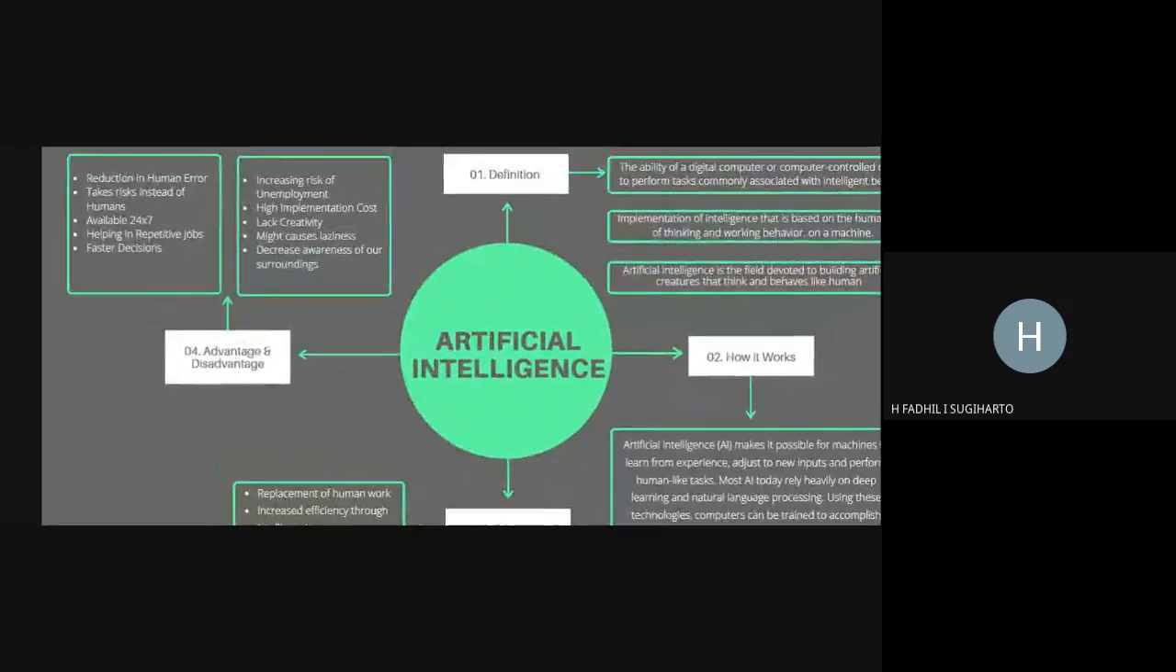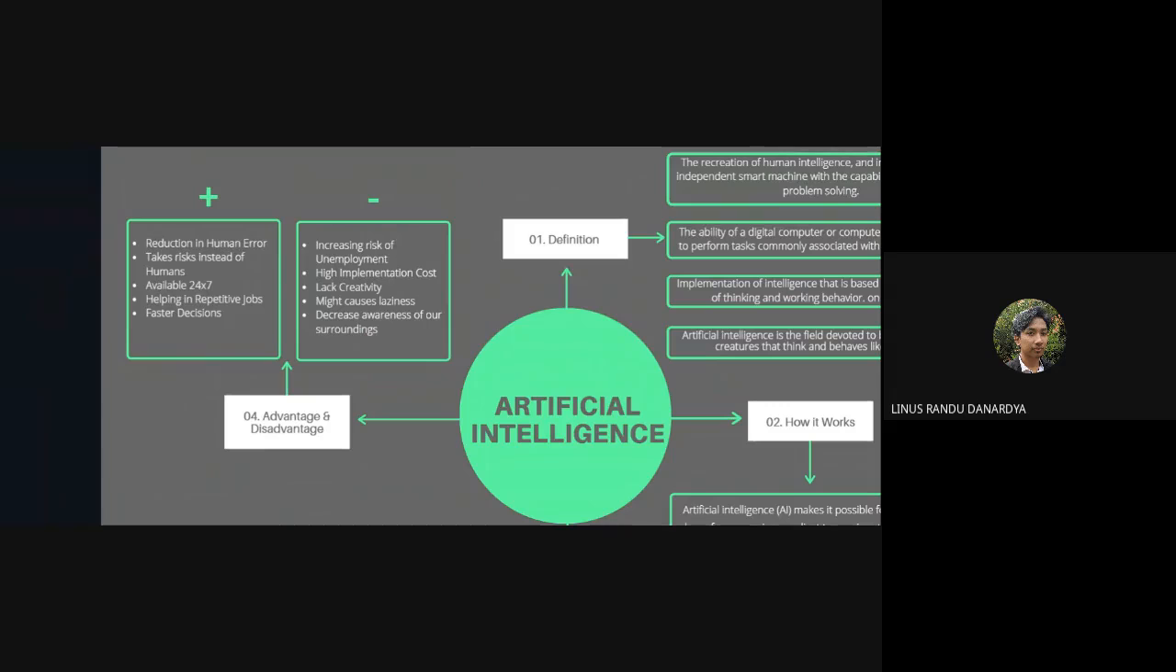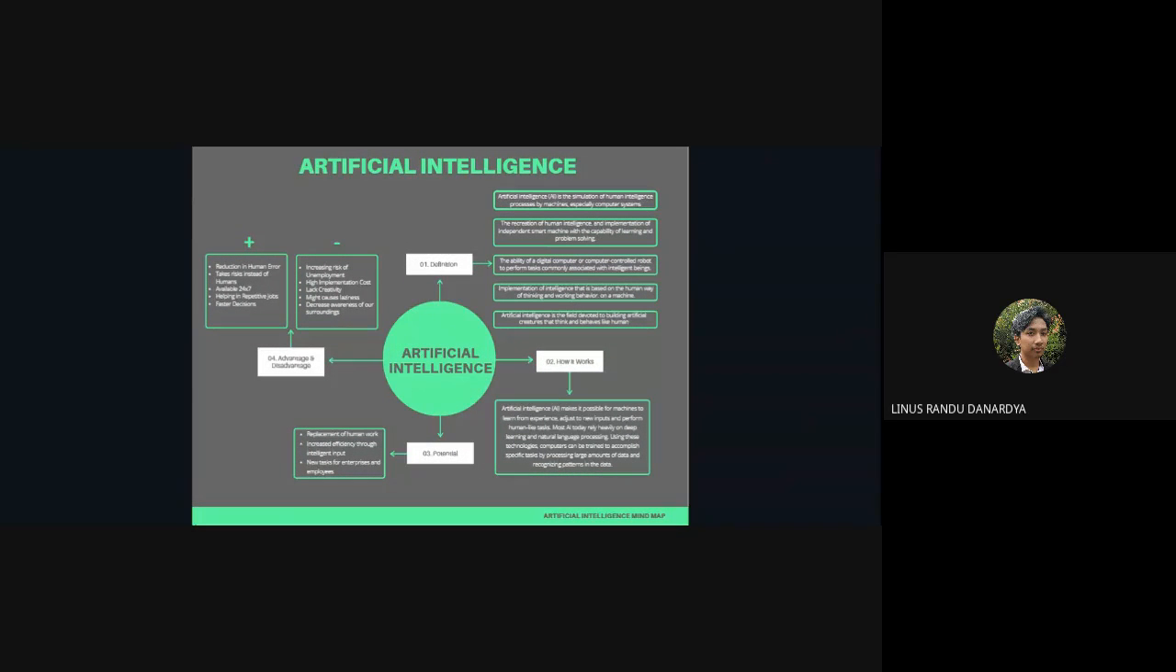And lastly, the advantages and disadvantages, maybe Linus. Okay, for the advantages: first, reduction in human error because it is more automated. Second, it takes risks instead of humans. Third, available 24/7. Fourth, helping in repetitive jobs and faster decisions. For the disadvantages: increasing risk of unemployment, high implementation costs, lack of creativity, might cause laziness, and lastly, decreased awareness of our surroundings. I guess that's all. Back to you, Faiz.